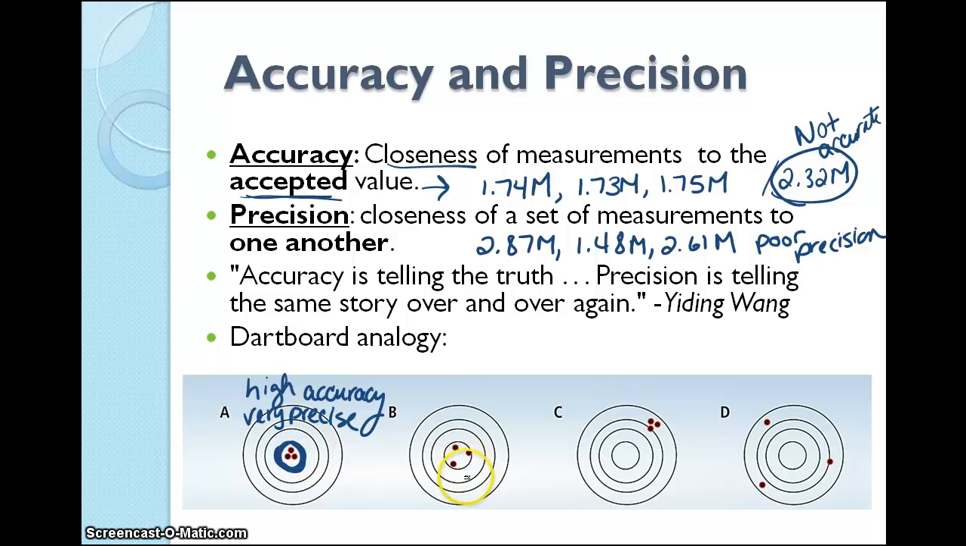Looking at letter B, you have all three of them making it into the bullseye, so this would be high accuracy, if I'm spelling this correctly. However, they're in all different areas of that bullseye, so they're not very, very close together. So this would have less precision.